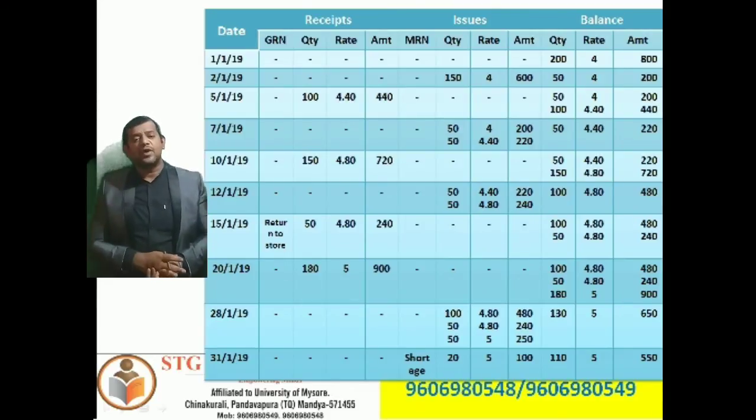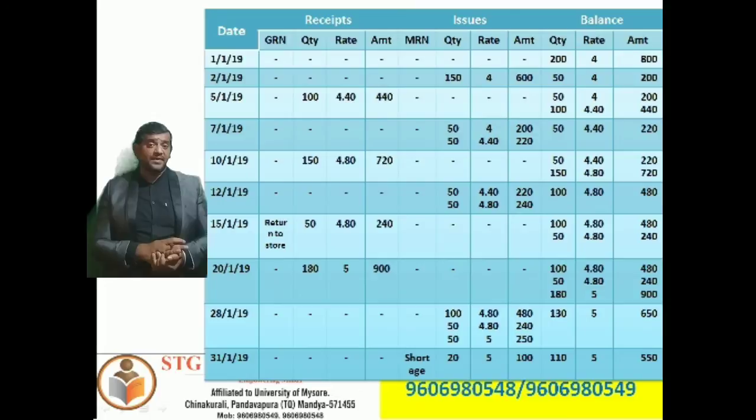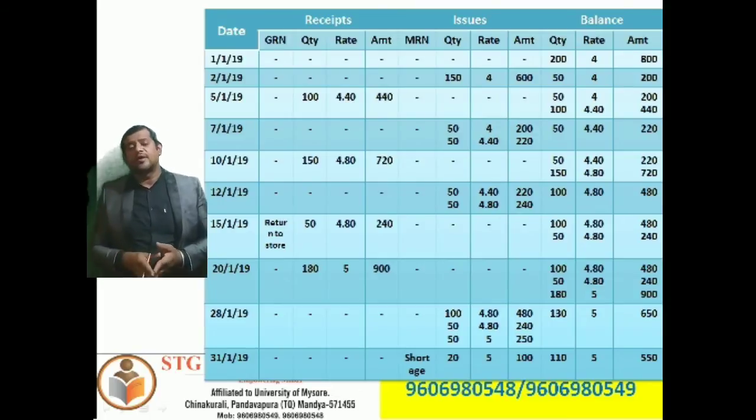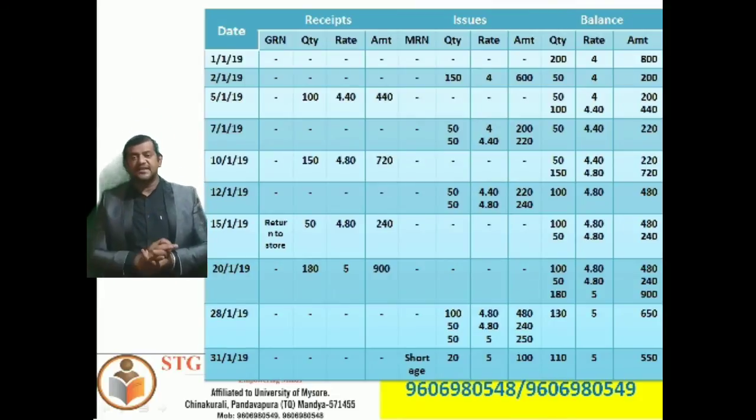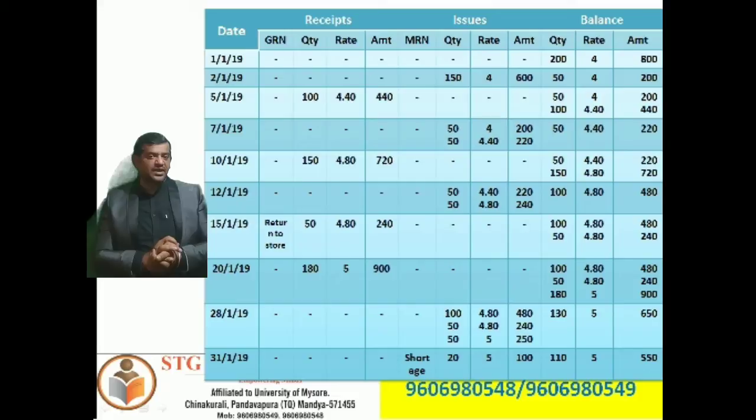On 15/1/2019, in the adjustment he clearly said there is a return of 50 units from the department. Since there is no MRN number, we cannot trace the price. So for that purpose, we are going to consider the most recent issue price.